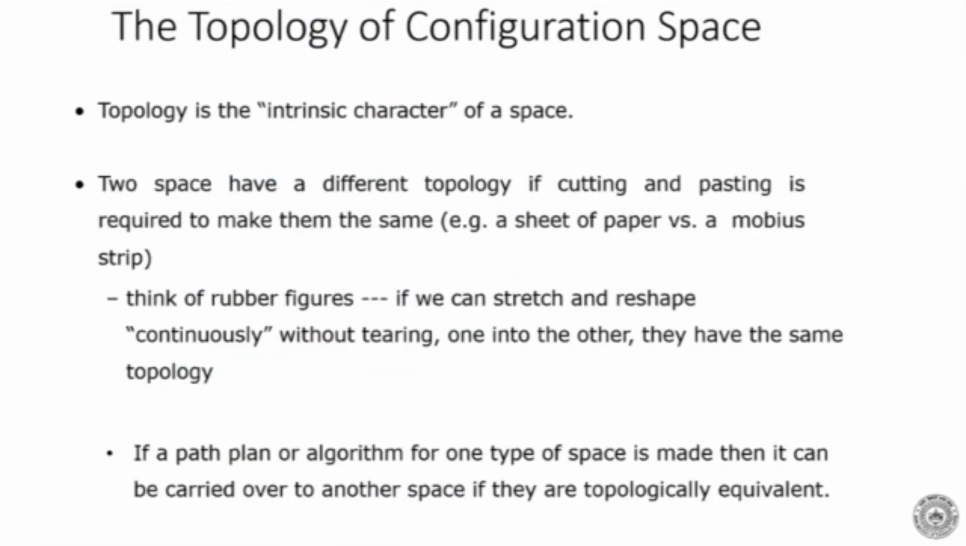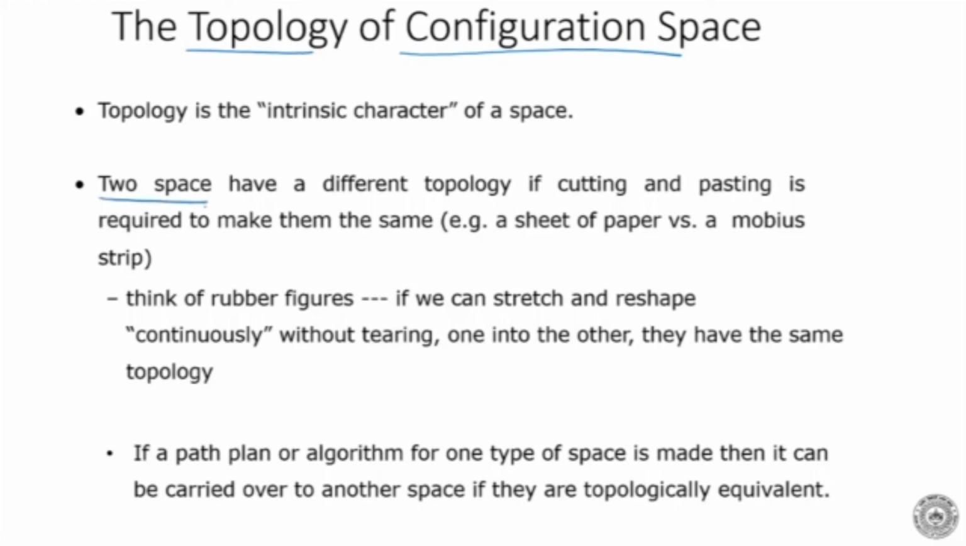Okay, so these are things which are studied in topology of configuration space. Now topology is the intrinsic character of a space. This is something we have seen, that topologically a circle and a square are the same. Okay, because both of them have the same properties. They are closed curves. Points which are inside the curve cannot come outside when subjected to deformations.